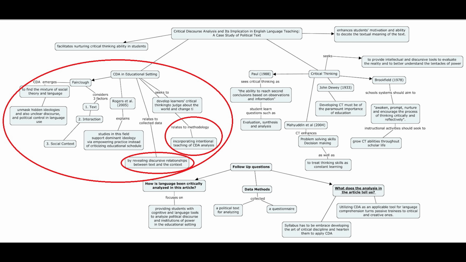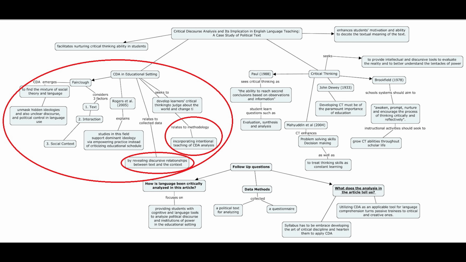Later on, the authors present their first construct. This first construct is about critical discourse analysis in the educational setting. The authors present three important critical analysis theories that support the relevance of including critical discourse analysis in education. That being said, we could argue that Fairclough explains that critical discourse analysis emerges to find a mixture of social theory and language. Also, we could affirm that Fairclough considers CDA may help to unmask hidden ideologies and unclear discourse and political control in language use.